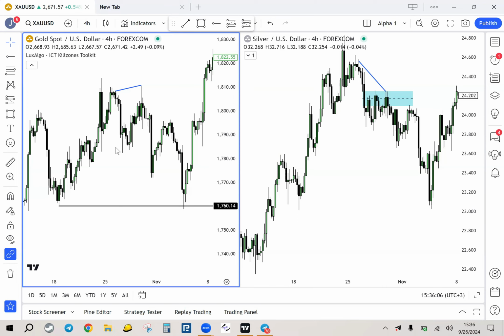Okay, E, I don't know who is E, but he or she has a question. So internet keeps cutting out. Okay, no, that's okay. Vasilis, SMTs that are the result of internal liquidity sweeps? Yes, they are to be considered.